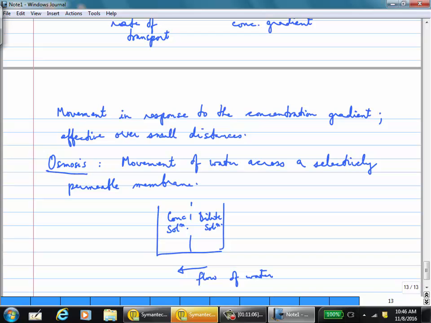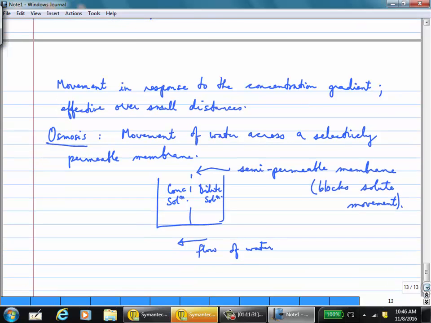The solute cannot flow. So this is a semi-permeable membrane. This blocks solute movement. So water is going to flow from right to left, and that is called osmosis.